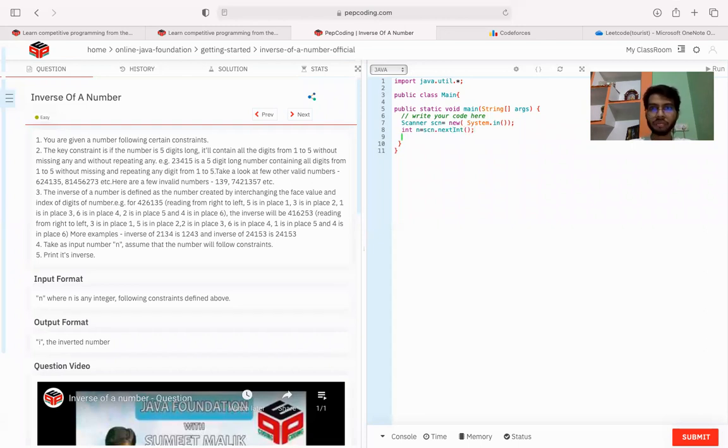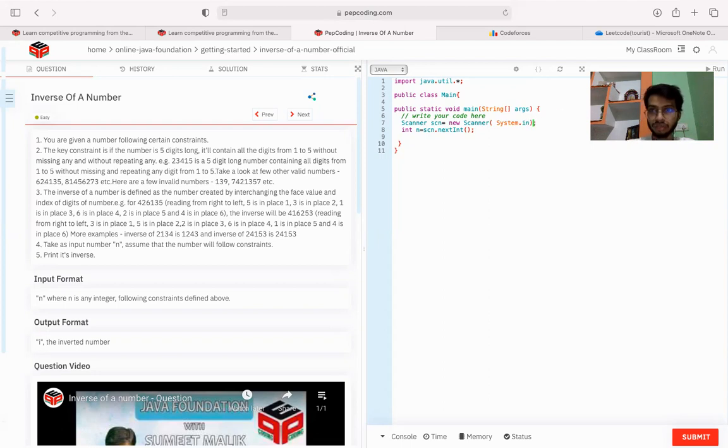In the next line, I am running a loop up till my n is greater than 0, because I need to simply divide n by 10, find the remainder, and place that remainder at the right value. So let's do this part. Actually, I made a mistake here, so let's do it again. Scanner scn equals new Scanner System.in. Now everything is fine.